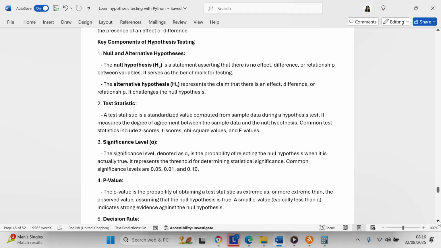So basically, if you have a t distribution, you're going to have a t-score. If you have a z distribution or a normal distribution, you're going to have a z-score. If you have a chi-square distribution, you're going to have a chi-square value. And if you have an f distribution, you're going to have an f value.